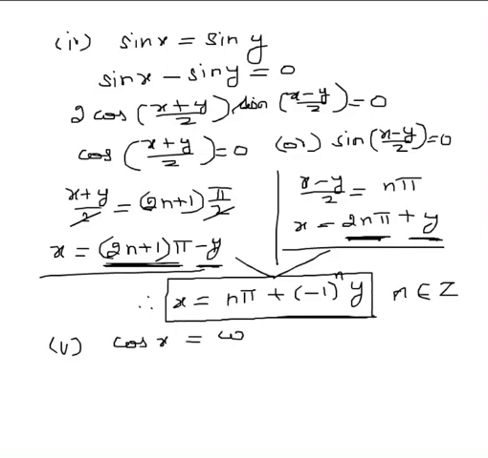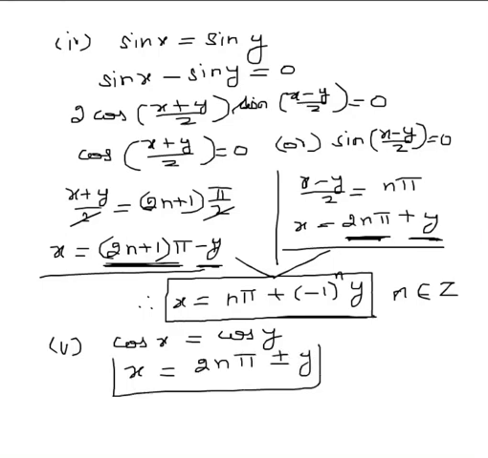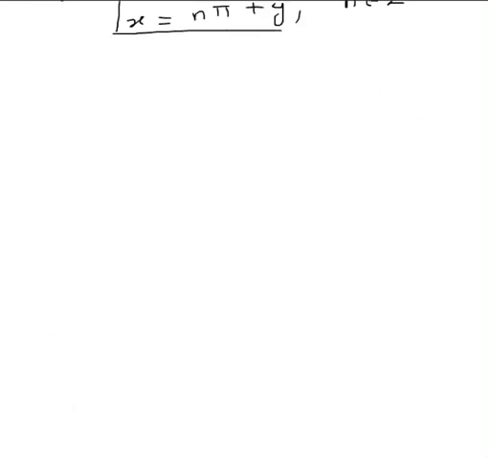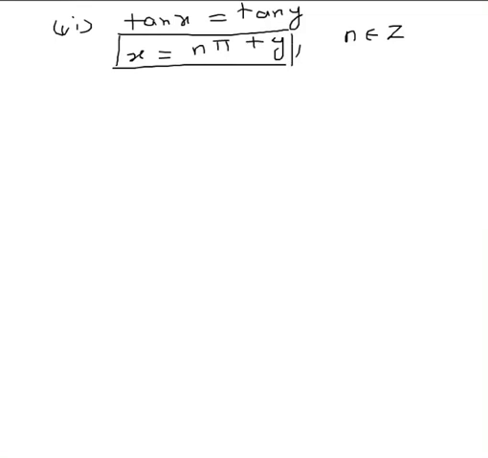Now similarly, we can derive the formula for cos x is equal to cos y. The answer is 2n pi plus or minus y, where n belongs to z. For tan x is equal to tan y, the general solution formula is n pi plus y, where n belongs to z. This general solution formula can be derived by changing it in terms of sine and cos and simplifying the equation. So these 6 general solution formulae you have to memorize.